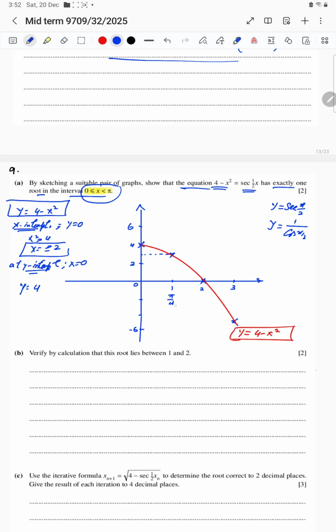I say pi by 4. Here I say it's pi by 2. Here it's 3 pi by 4. And here I say, extend this, it's pi. As cos pi is -1 and cos pi by 2 is 0, so I can say 1 over 0 is what? Undefined. So here it will be an undefined line like this. It means the graph shape will not cross this one.